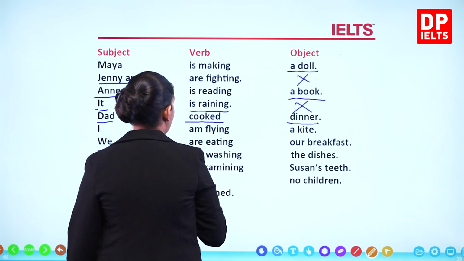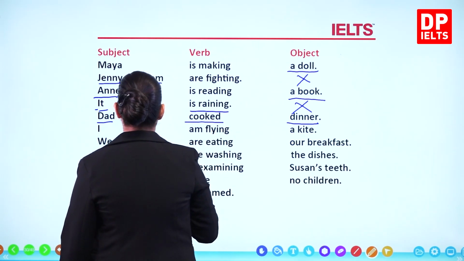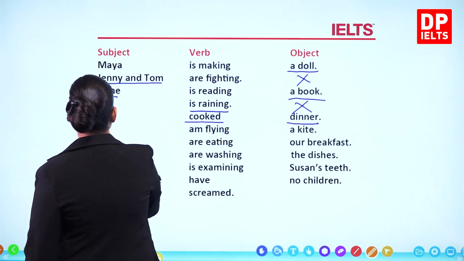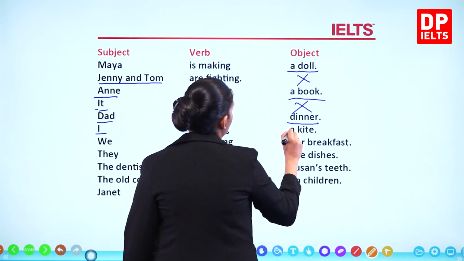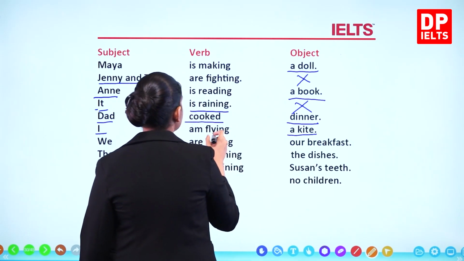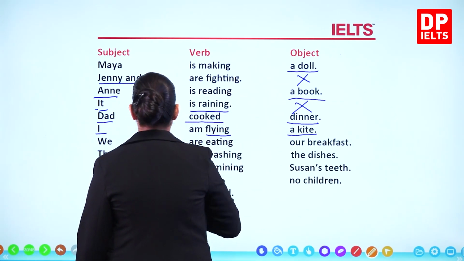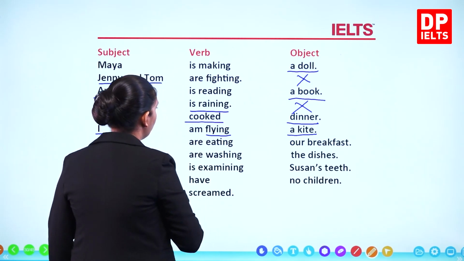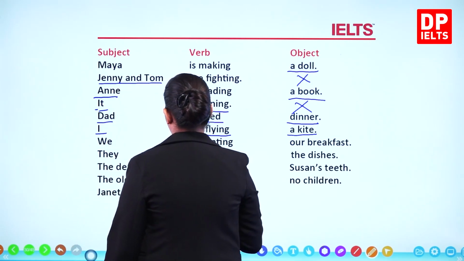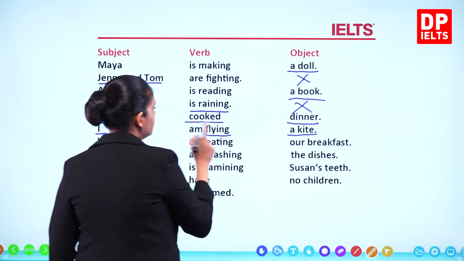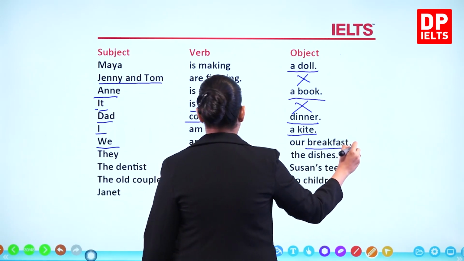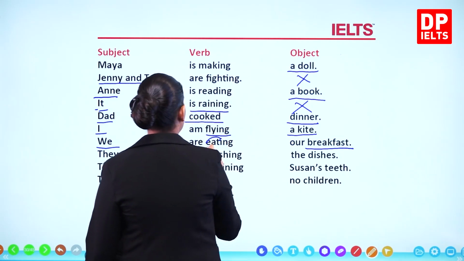I am flying a kite. Who is flying a kite? I. What am I flying? A kite. What is my action? Flying. We are eating our breakfast. Who is eating breakfast? We. What are we eating? Breakfast. And eating is the verb.